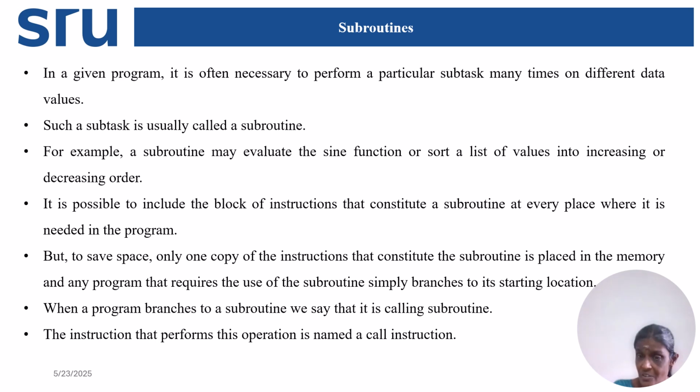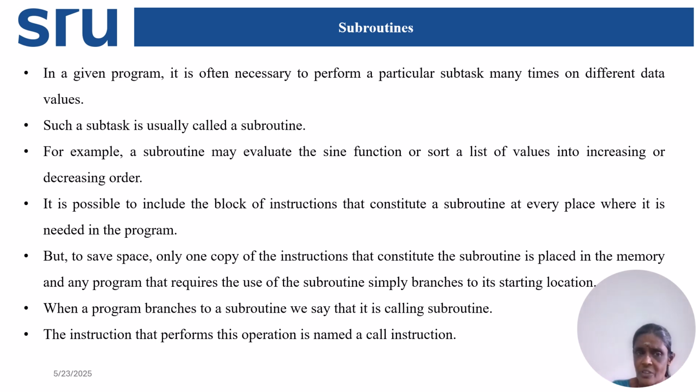It will not save the space. It needs more space where it is needed in the program, but it saves the space only one copy of the instruction, because the task is doing the same function only. So why do we use many times at one place separately? We can use whenever it is necessary. The control can go to that place and perform.